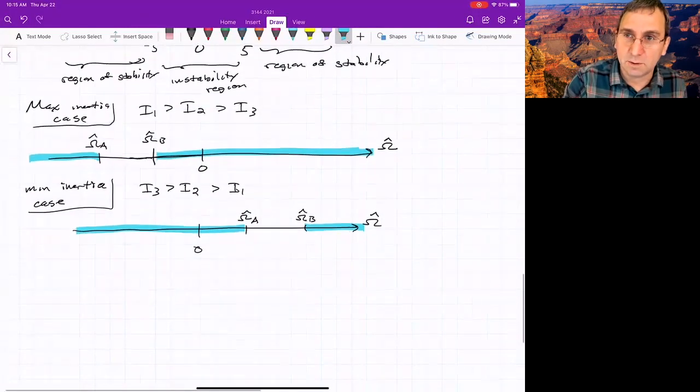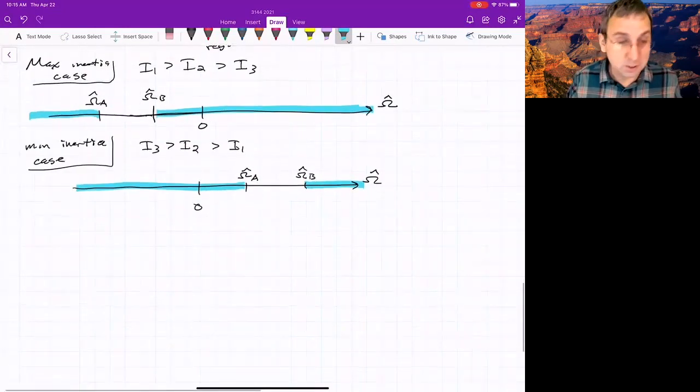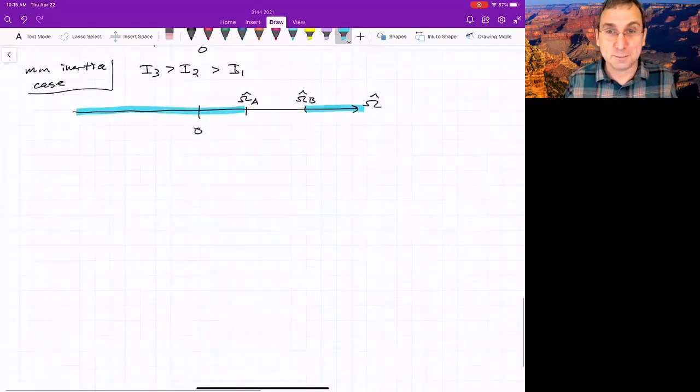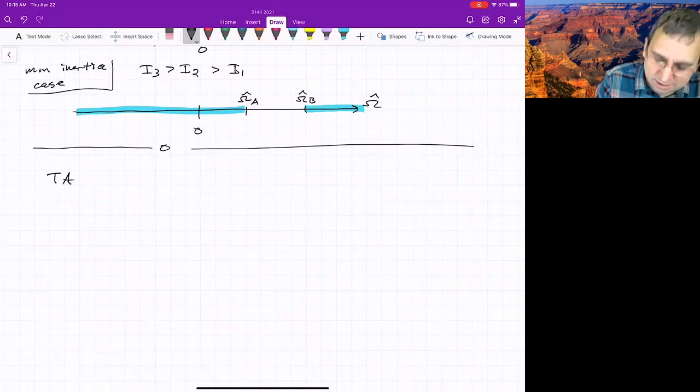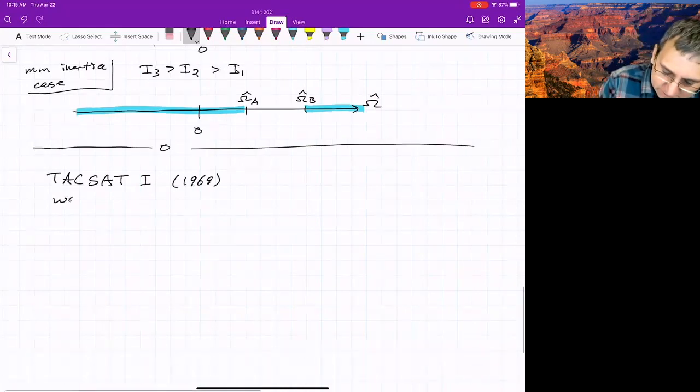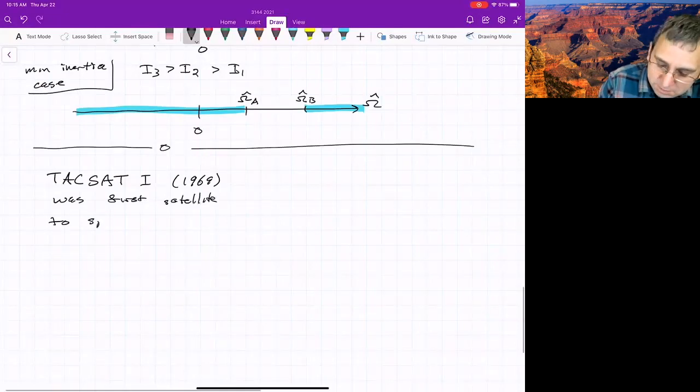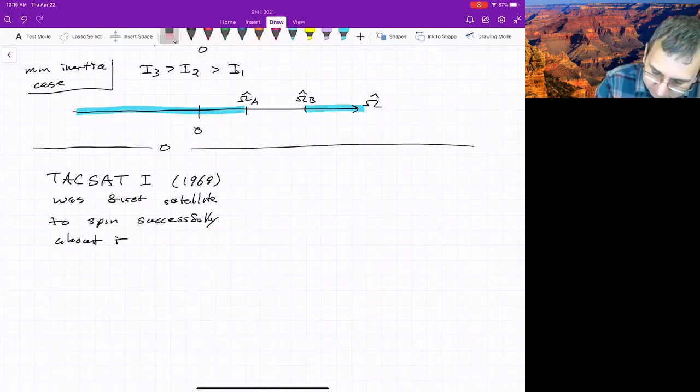So I could give you an example. It was used for the first time in the 60s. As you can imagine, there was a lot of interest in space stuff in the 60s because it was the new frontier. So there was something called TAC-SAT-1. I don't even know what it was doing, but it was the first satellite to spin successfully about its minor axis, or its min-inertia axis.